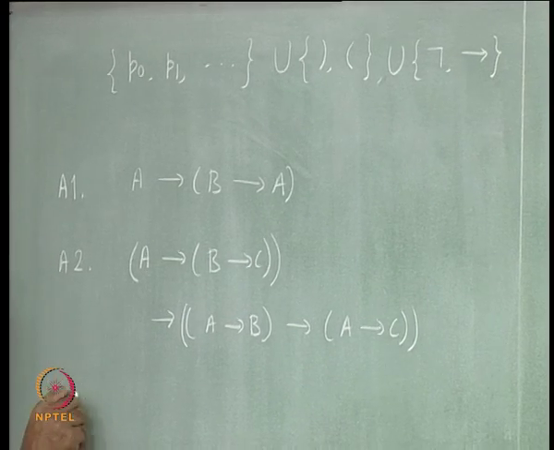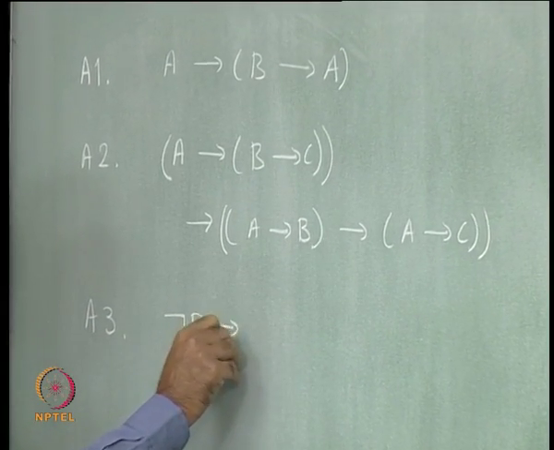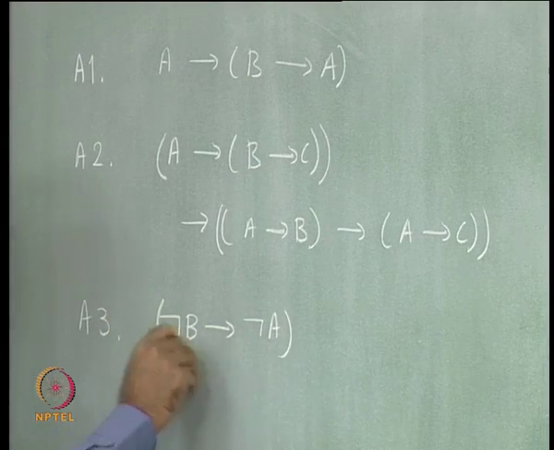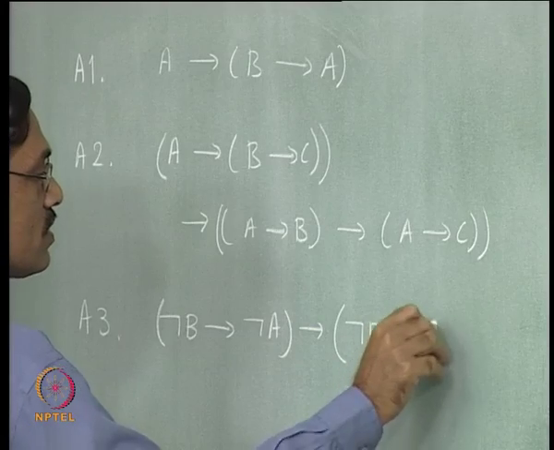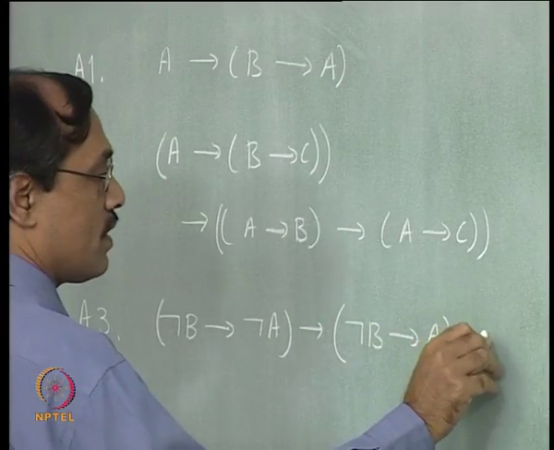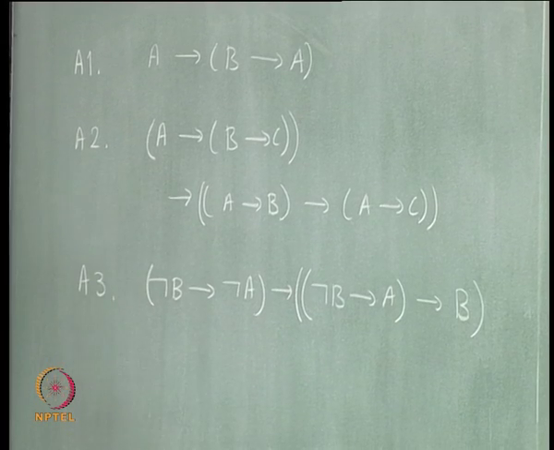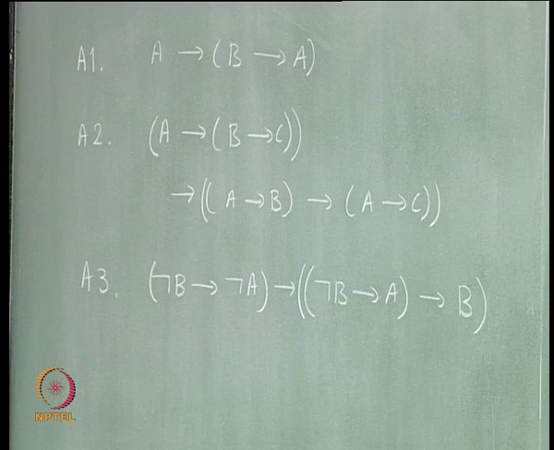Then the third axiom we take as (not B implies not A) implies ((not B implies A) implies B). This is also the law of contradiction that we know. So, these are the only three axioms we are concerned with.